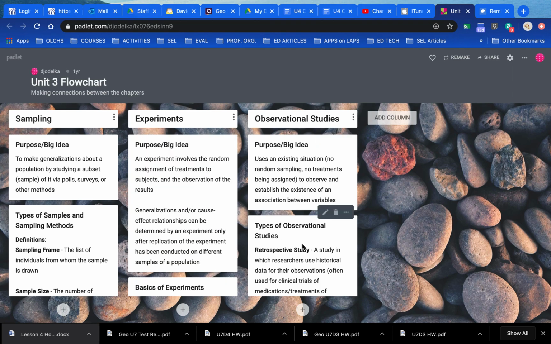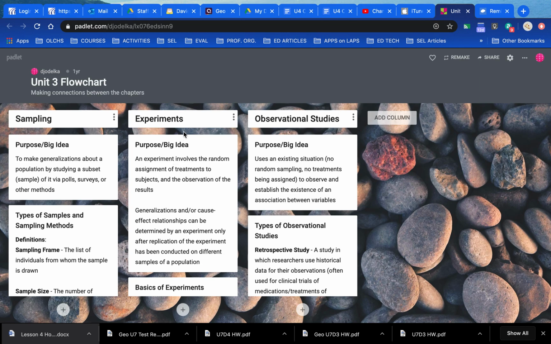And observational studies, these are a little bit more vague. This is where you're not assigning treatments. You're just kind of observing. And it says here, uses an existing situation. So again, you're not really doing the sampling. There's no treatments. You're just observing something, taking note of it, and drawing a conclusion from it. And again, in the real world, should you ever continue your studies, a lot of times observational studies are used for, let's say, a thesis where you go back and look at data and analyze what you took from it.